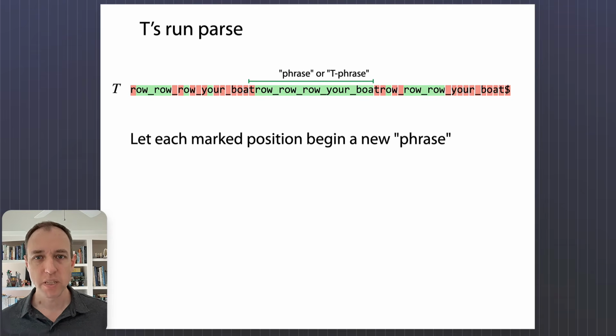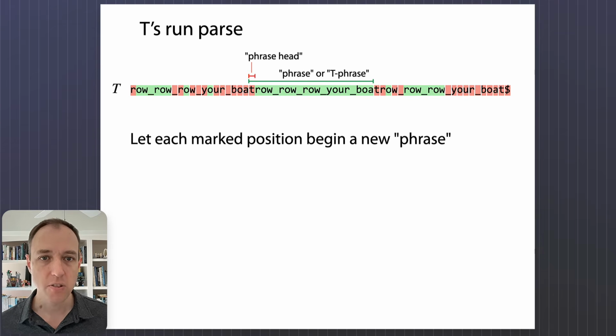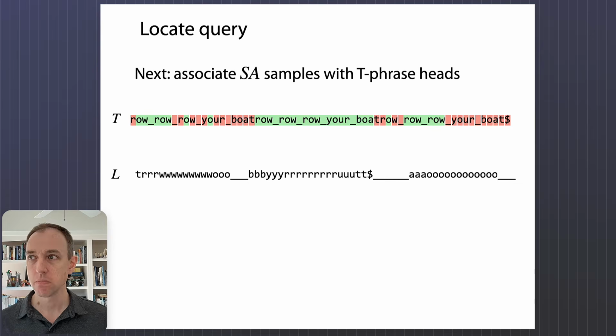Okay, so one of these is called a phrase or just a T phrase. And then the first letter is called the phrase head. Our next task is to associate suffix array samples with the phrase heads. And actually, with each phrase head, we're going to associate two different suffix array samples.